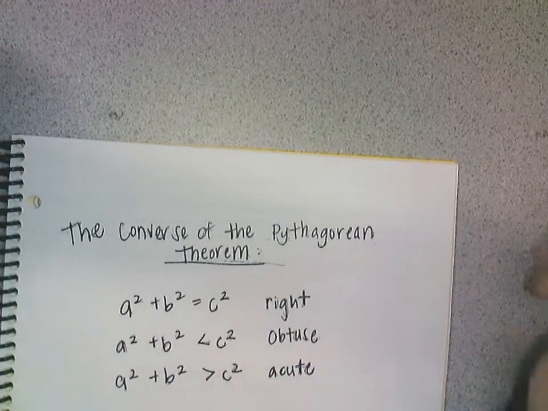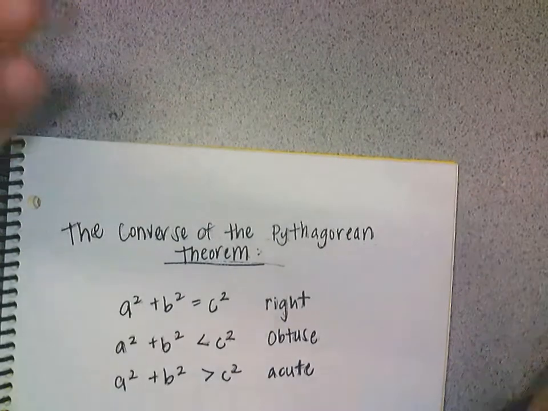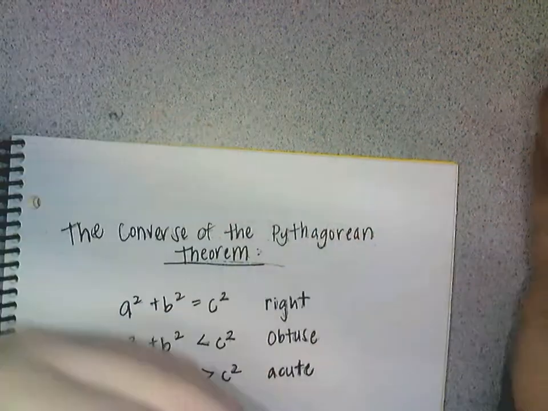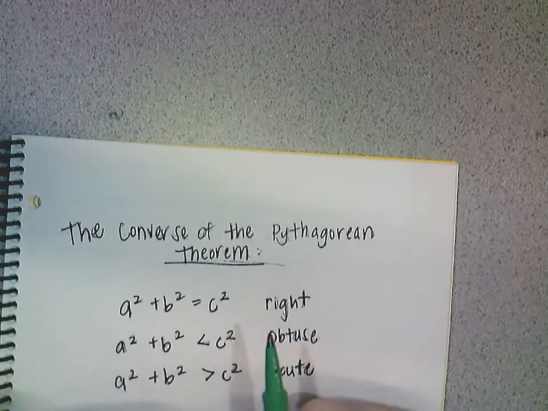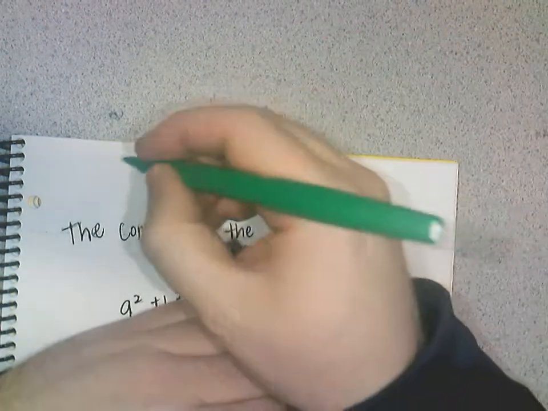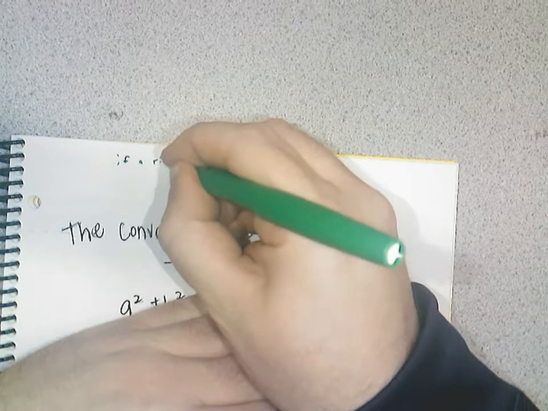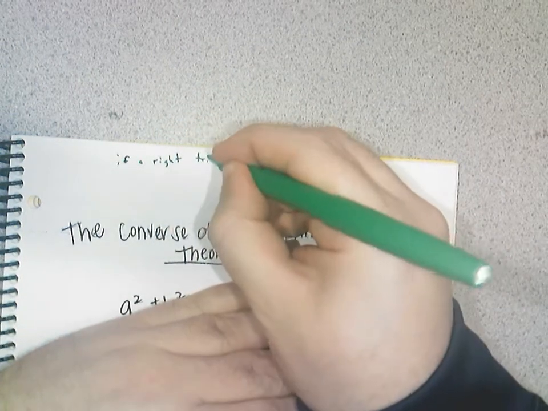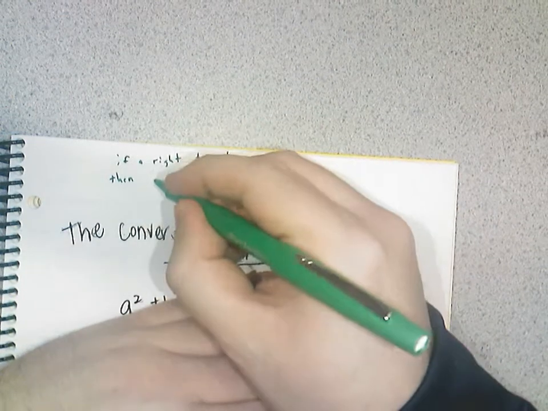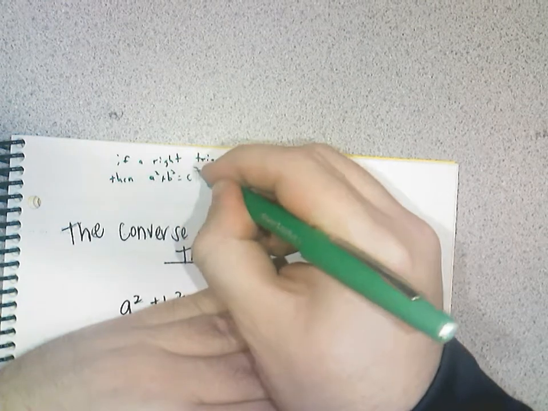Today we're going to be talking about the converse of the Pythagorean theorem. So converse is just kind of a way of flipping the if and then aspect of a theorem. Right now, the Pythagorean theorem says if a right triangle, then a squared plus b squared equals c squared. Okay?